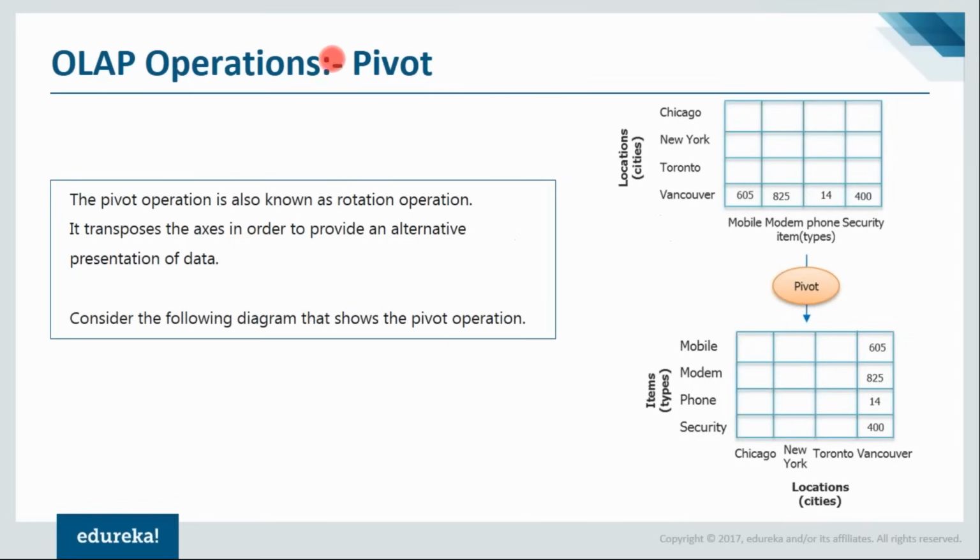And then finally, we have one operation called the pivot operation. The pivot operation is also known as the rotation operation. Okay, it basically transposes both the axes, whether it's the x and y axis, in order to provide an alternative presentation of data.